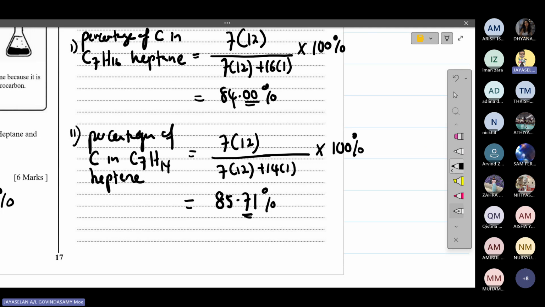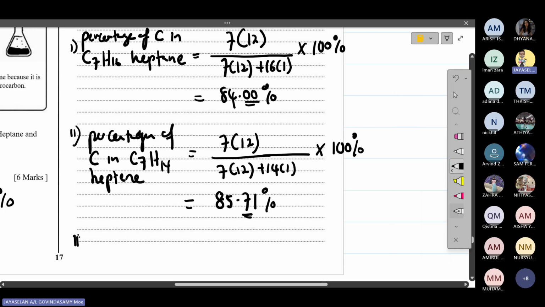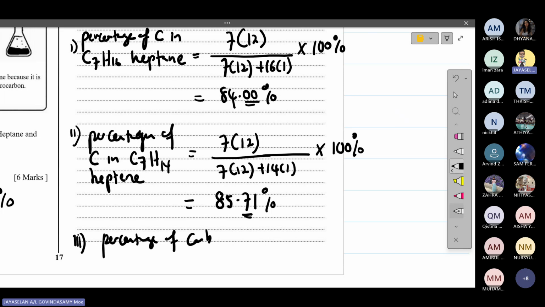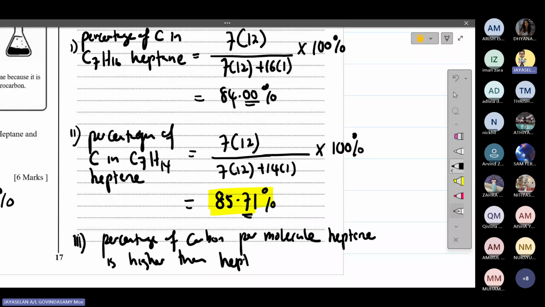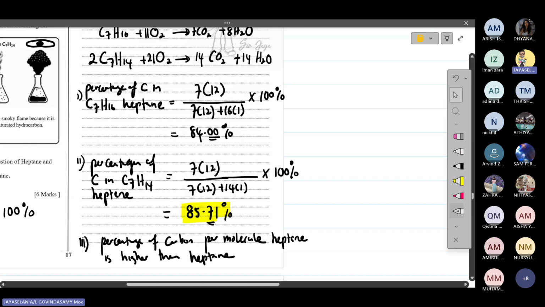Any question? Okay, now how to explain? Very simple. Last point. Percentage of carbon, you must write per molecule, in 1 molecule. Which one is higher? See the number. This is the higher, right? Percentage of carbon per molecule of heptene is higher than heptane. Therefore, heptene burns with smoky flame. That's enough. You guys already score full marks. Any question?